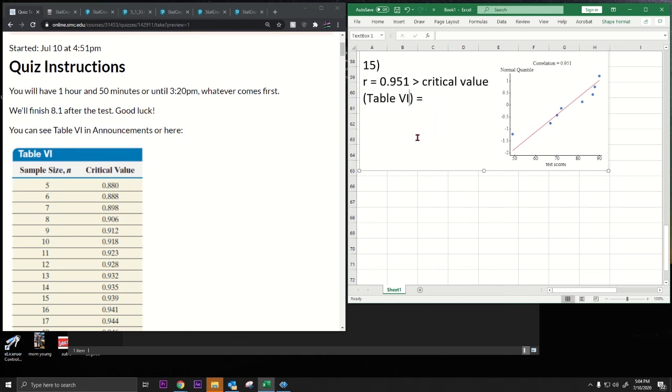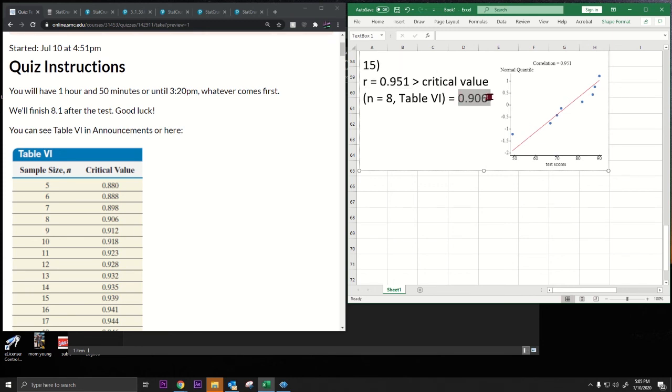Table value, table 6, n equals, I don't know what I like to do here. N equals 8. Table 6. There we go. I'm going to put that in there. When n equals 8, it's 0.906. Okay. So our correlation coefficient, 0.951, is big.